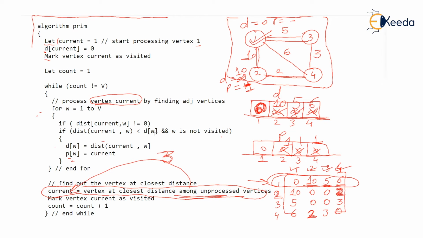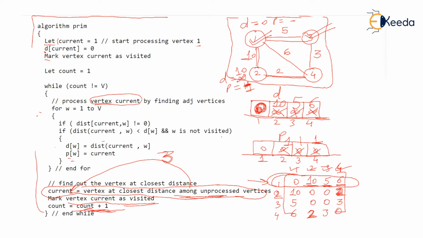What we immediately do is, the next step is, we mark that current vertex as visited. So we will tick the third vertex, or we will set the flag of the third vertex, and we will do count is count plus 1. That means count will become 2. Recall, count was 1 because only one vertex was visited, but now two vertices are visited. So count becomes 2. And now we go in the while loop.